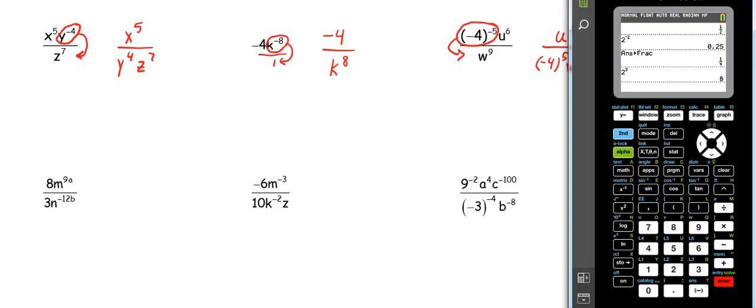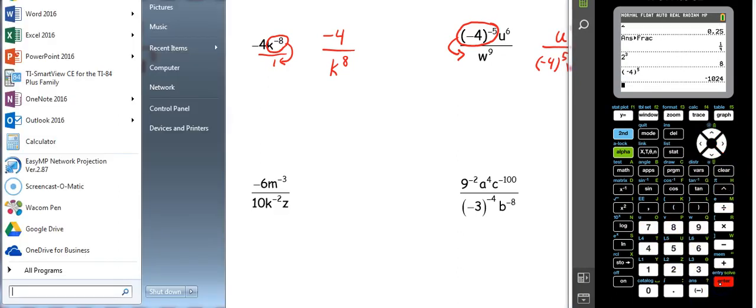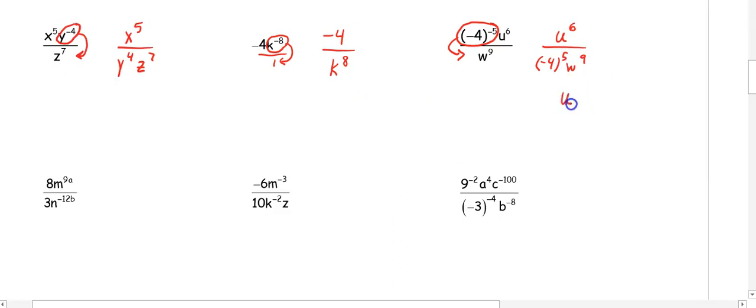Now we can evaluate that negative 4. Because it's in parentheses, remember to put it in parentheses again: parentheses negative 4 caret to the 5th power, which gets us negative 1024. So we're going to have u to the 6th and then negative 1024, w to the 9th. So it's a 4-digit number, so that's why we evaluate it instead of leaving it as an exponent.